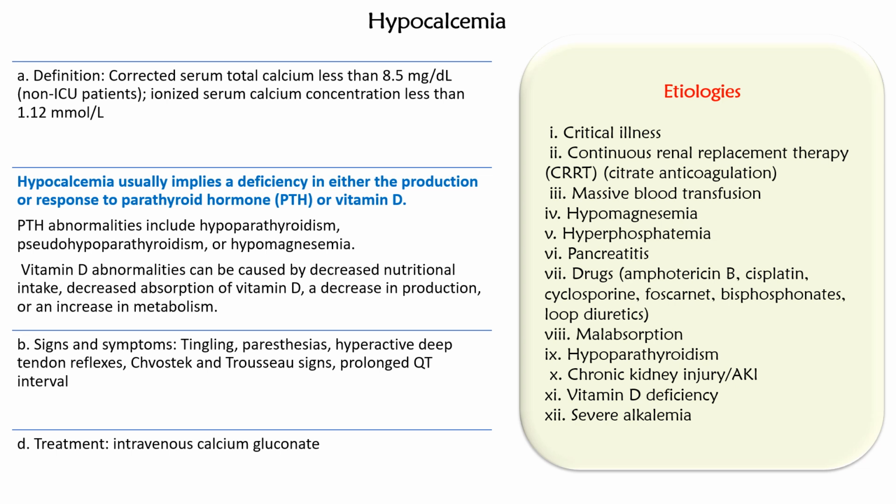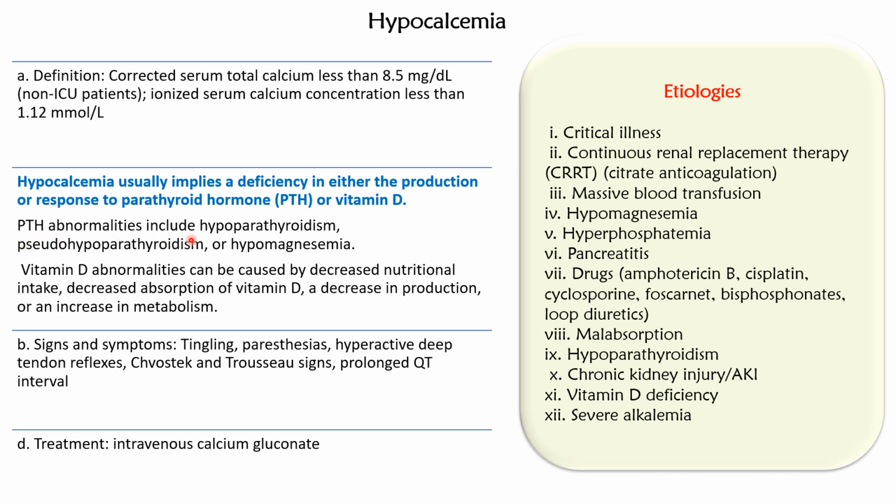First one is hypocalcemia. Corrected serum total calcium less than 8.5 milligram per deciliter in non-ICU patients, or ionized serum calcium concentration less than 1.12 millimole per liter. Hypocalcemia usually implies a deficiency in either the production or response to parathyroid hormone or vitamin D.